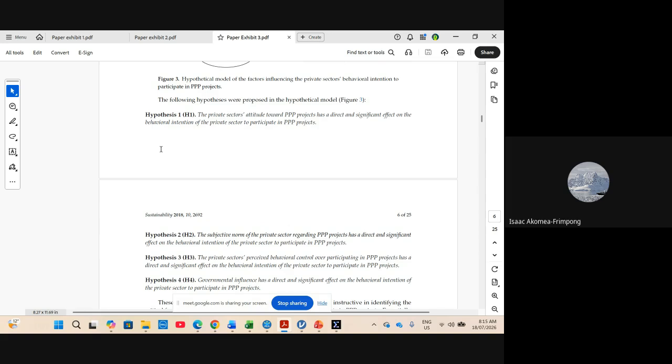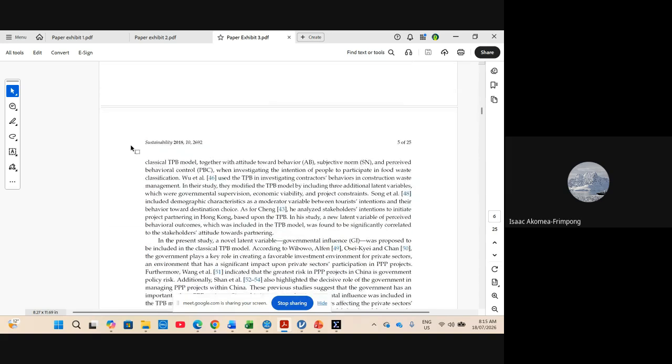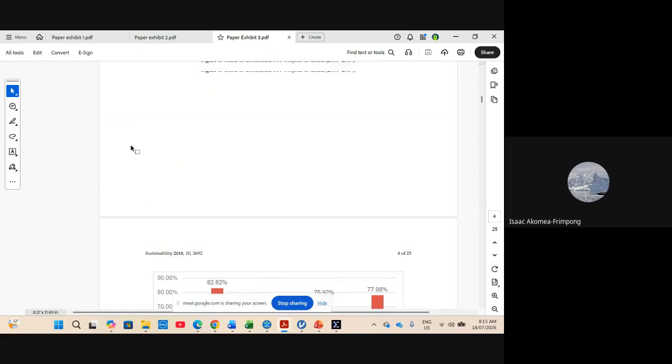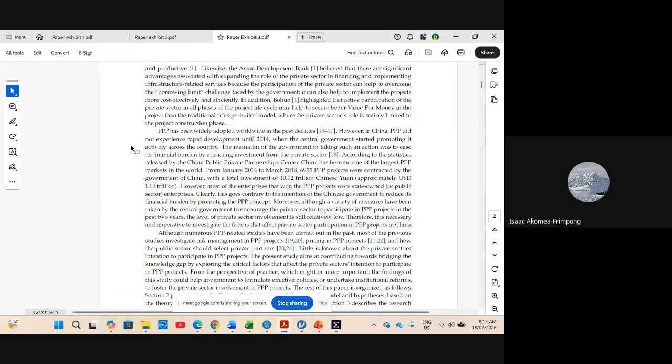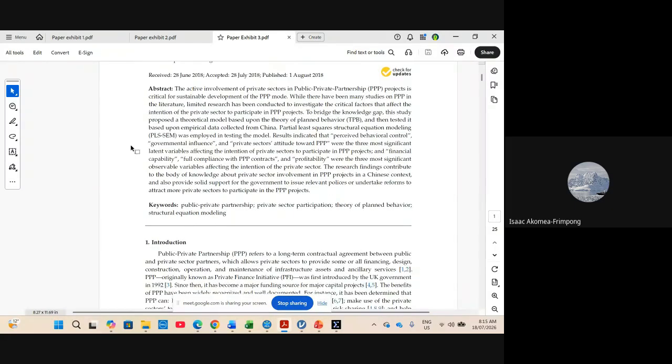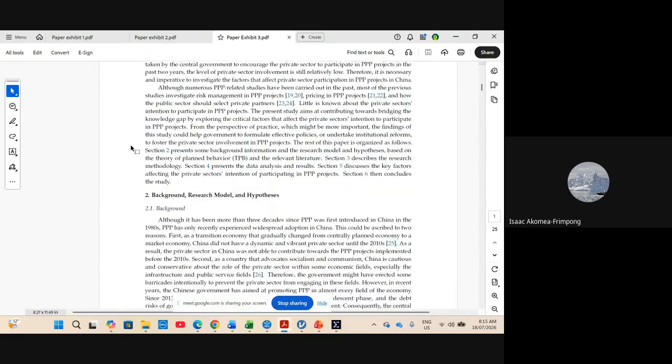And normally, remember, your hypotheses are formed out of your research questions. They have something to do with your research questions and research objectives, or your research purpose. So that's what you have to discuss.